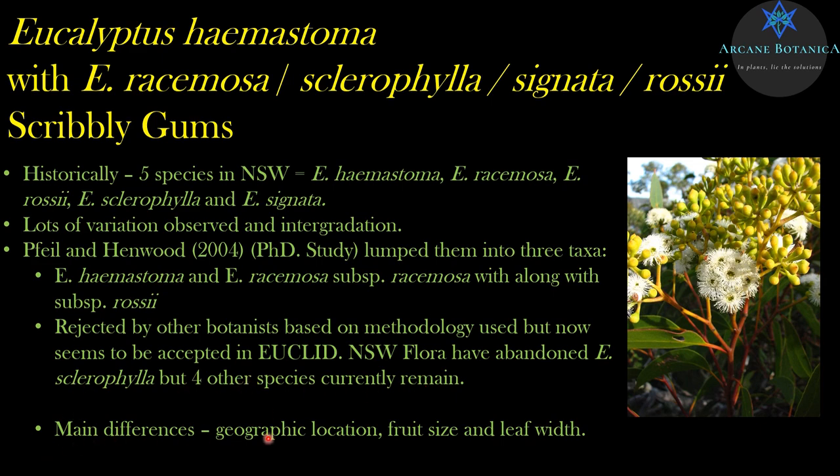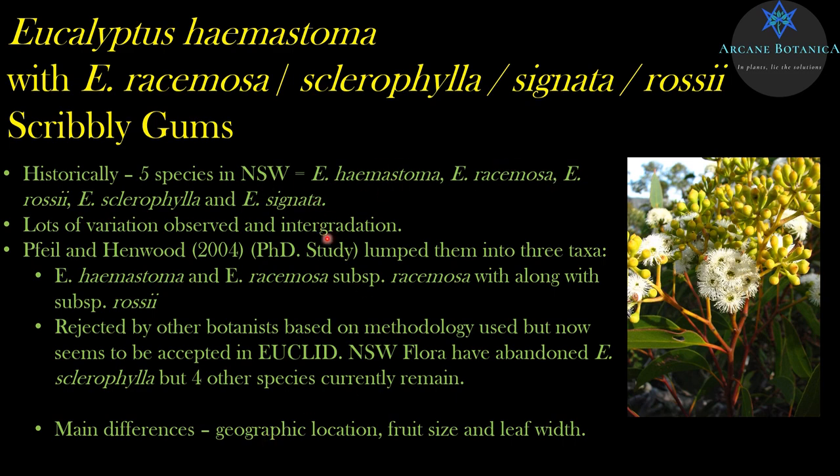The main differences are geographic location, fruit size, and leaf width. There's some variation there. Eucalyptus rossii is the western scribbly gum or the inland scribbly gum. It's a scribbly gum you get on hilltops around Bathurst and Goulburn and going out to Parkes and Forbes, and I think possibly Dubbo as well if it gets out that far. In the key, they said if the plant's found west of the Blue Mountains, it's rossii. And if it's east of the Blue Mountains, it's going to be one of the other four.